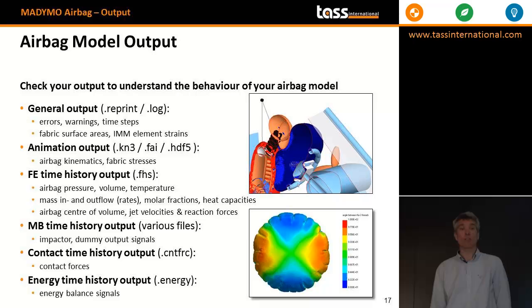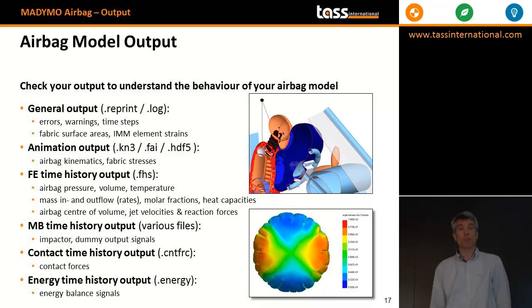Molar fractions, heat capacities, so have you defined the proper gas properties? And maybe your kappa value of the heat is physically unrealistic. Also the airbag center of volume, maybe for OOP, jet velocity, reaction forces, all those can be requested or can be defined by MADYMO.